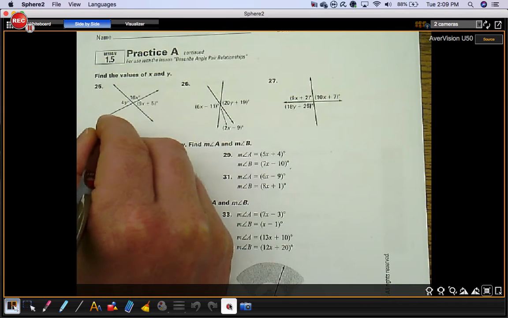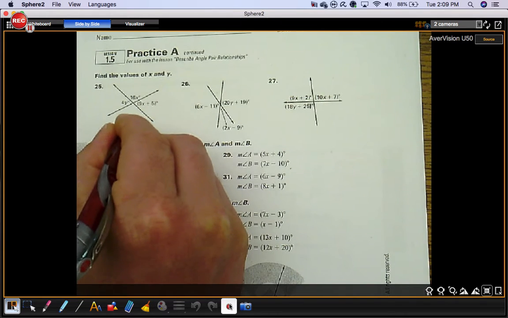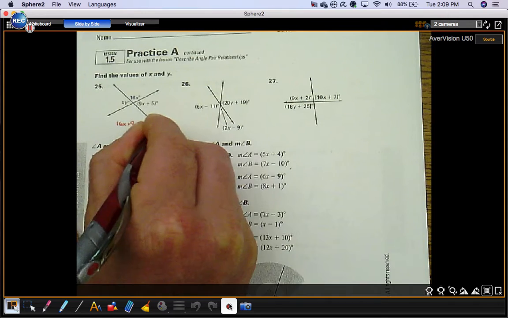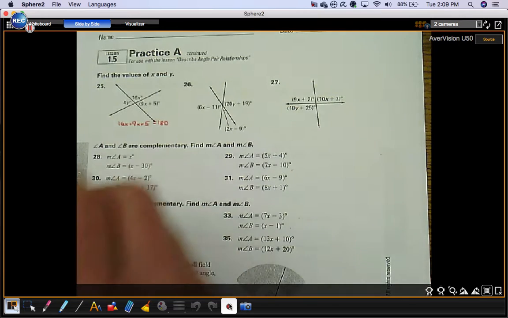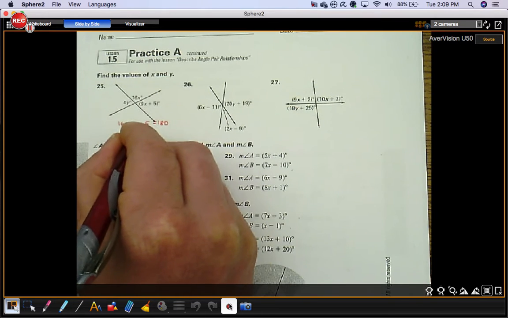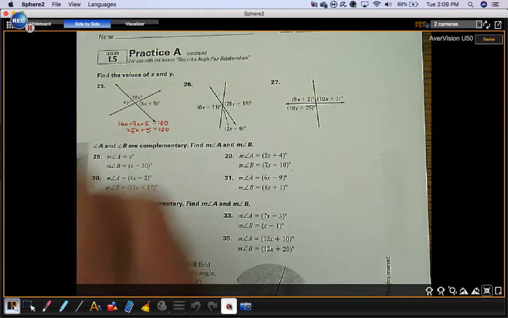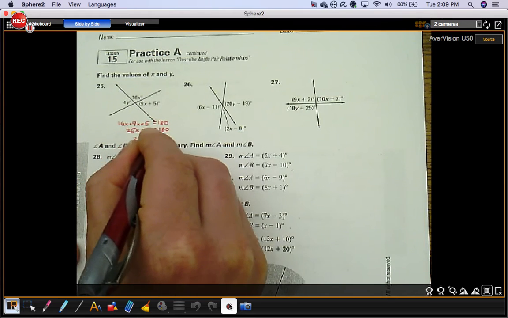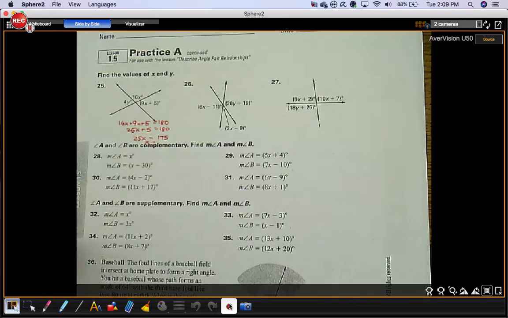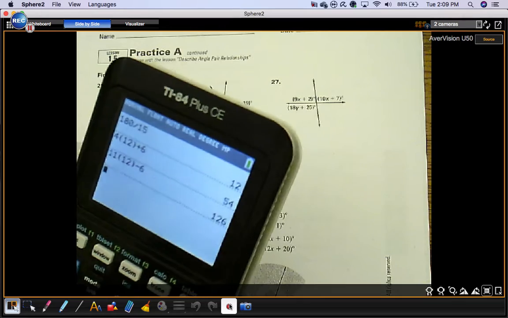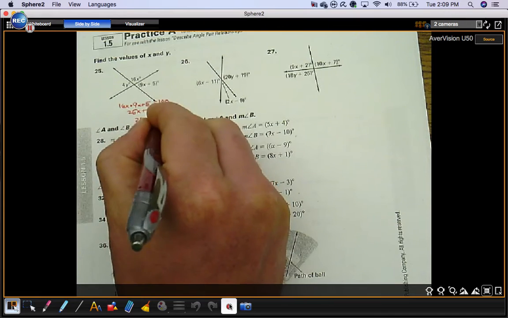So the equation you want to write would be 16x plus 9x plus 5 equals 180. Combine your like terms. We have a 16x and a 9x. That gives you 25x. We're going to subtract 5 from both sides. So 25x equals 175. You want to get x by itself, so divide by 25. X is 7.